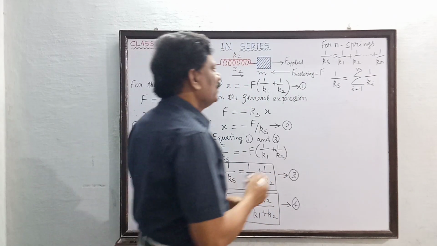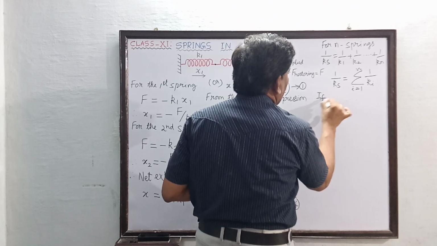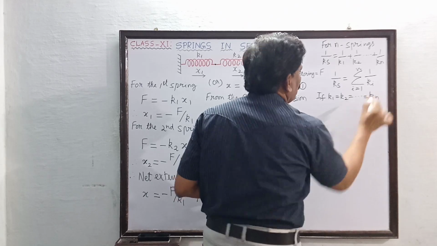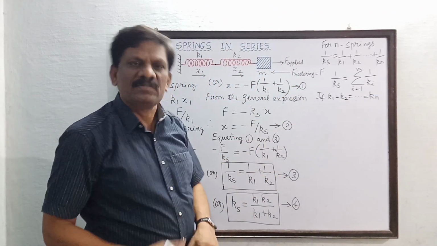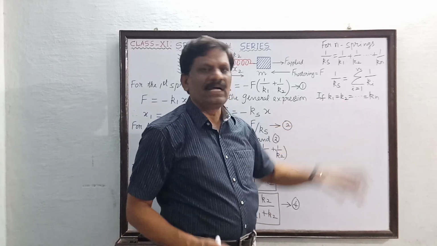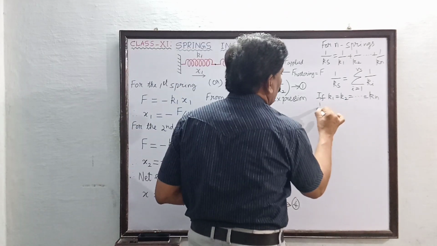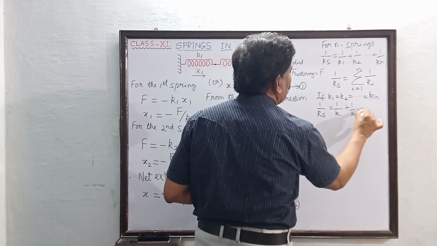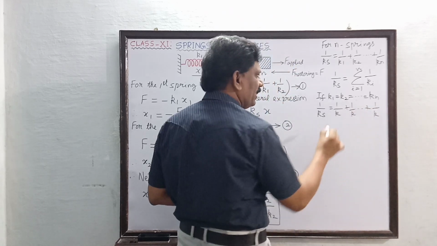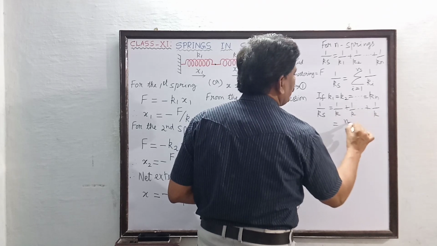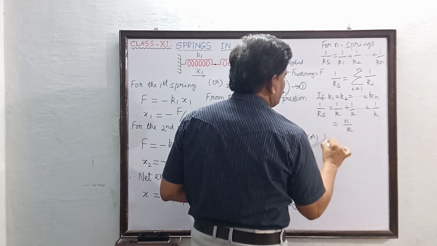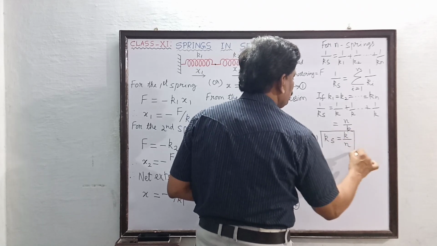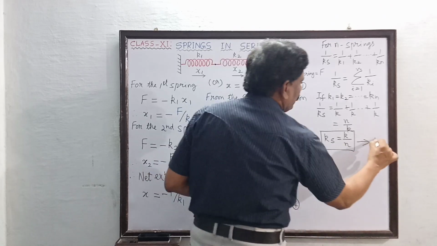Suppose K1 is equal to K2 is equal to up to Kn. If all are identical springs, identical means their spring constants are the same, then what will be 1 by Ks? It will be equal to 1 by K plus 1 by K up to what? The last term is also 1 by K. So this will be equal to what? N times, so n by K, or what is K series now? It is equal to K divided by n. So this is equation 5.